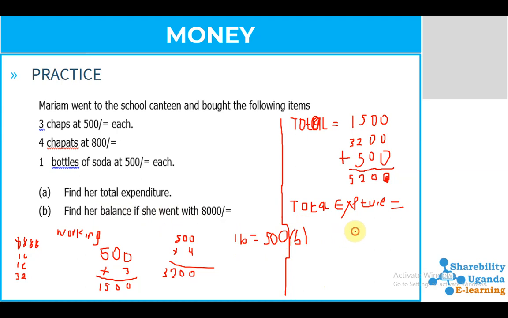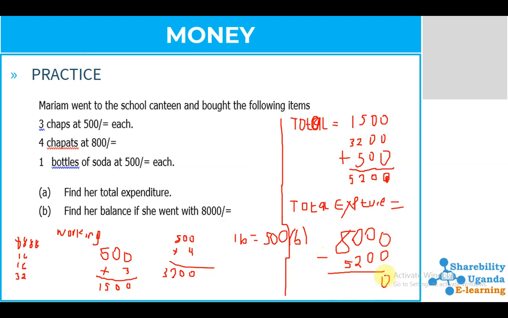That means we are going to get our 8,000 like this, then minus our 5,200. For us to find the balance, we are going to subtract. After subtracting, then we shall be able to get our balance.